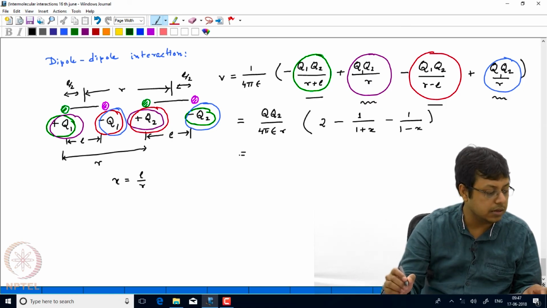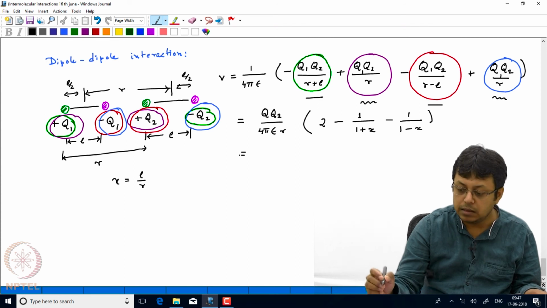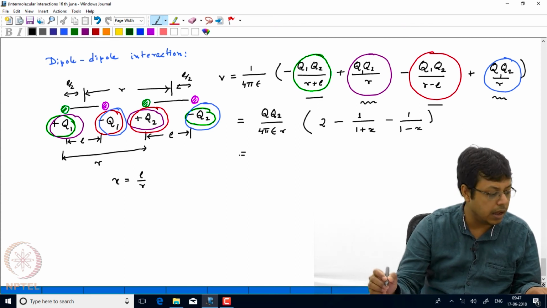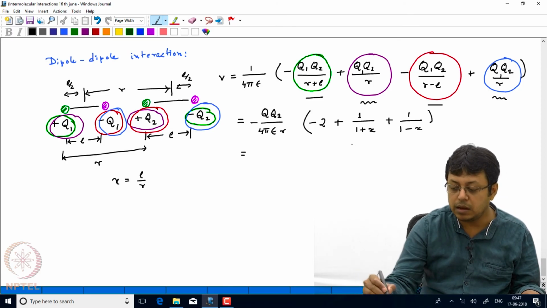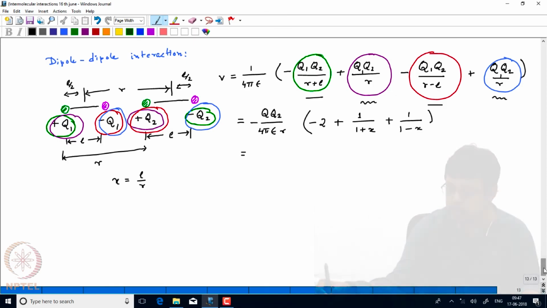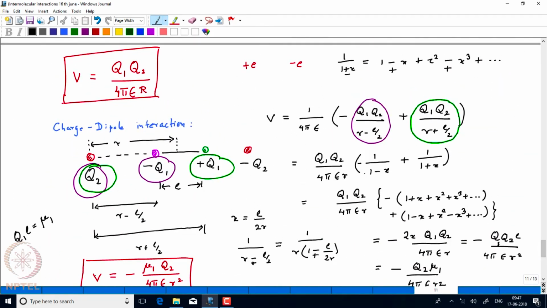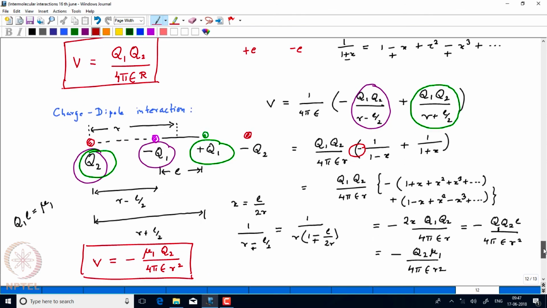And then you see the beauty here: in the earlier case, instead of taking 2 common or q1 q2 by r common, we could have taken the minus common. Then this will be minus, this will be plus, this will be plus. Now, unlike the previous case, this is actually addition. In the previous case, as you can see, this was a subtraction, because there was a negative sign here. This is minus 1 over 1 minus x divided by 1 plus 1 by 1 plus x.